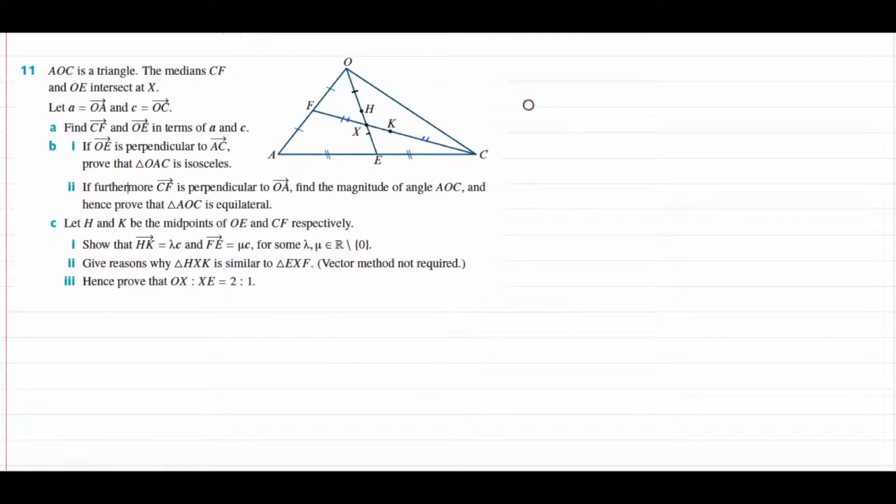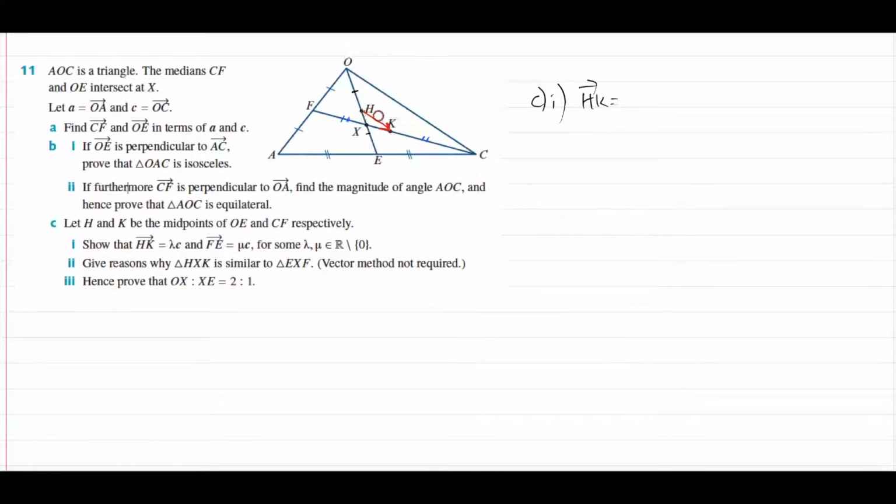Part C I, show that HK is lambda C and FE is mu of C for some mu and lambda belonging to R that is not 0. Okay, so that's pretty much saying find HK in terms of C and find FE in terms of C as well. So let's get into it. HK, vector HK, how do we solve for that? Well, if you want to go from H to K, I'll just draw the vector right here, H to K, right there with the arrow going to K.